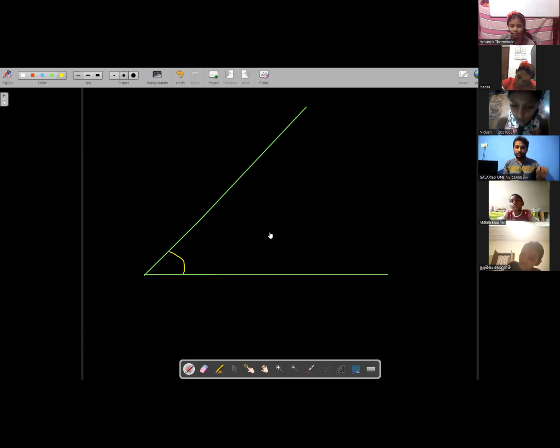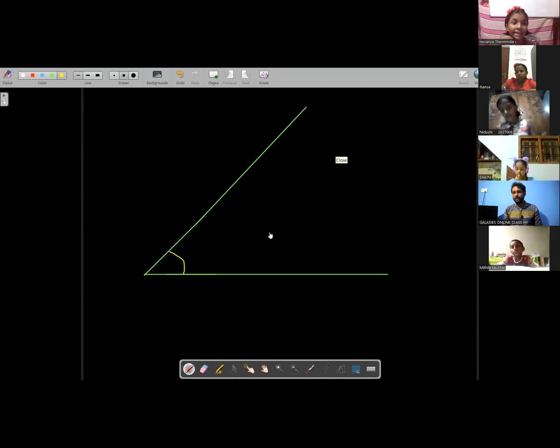Natalia asks, what is the heading of the main topic? No, lesson name. Lesson number 7, angles. Right? Lesson number 7, angles.